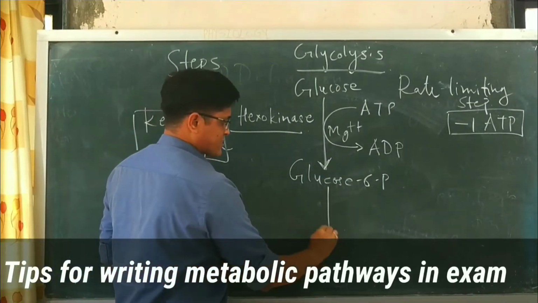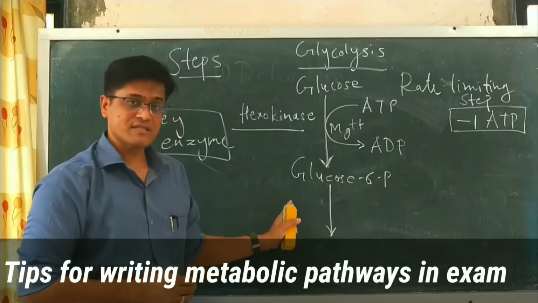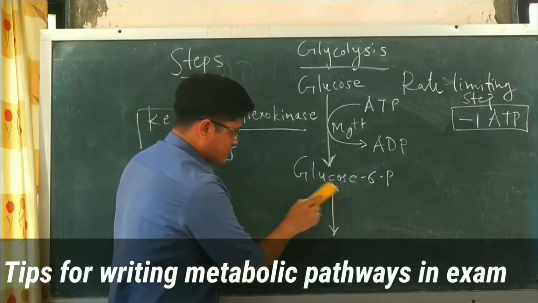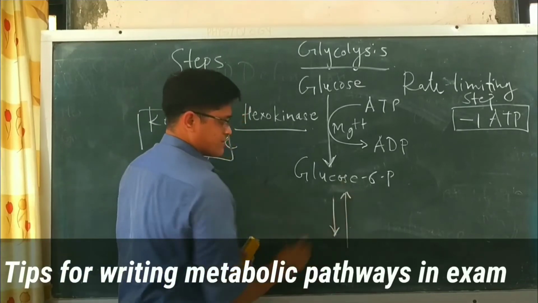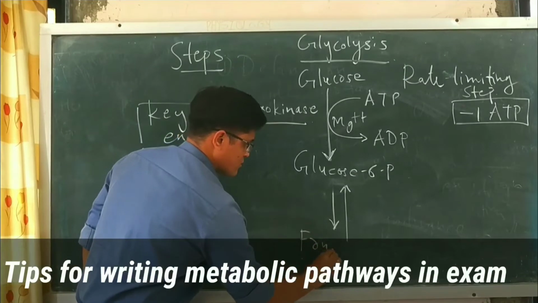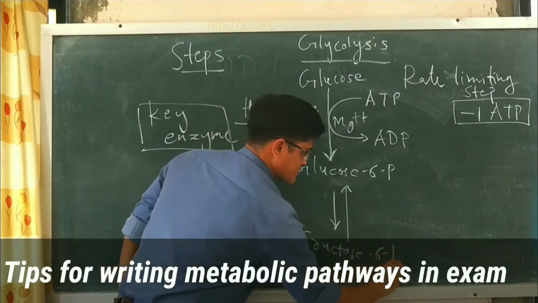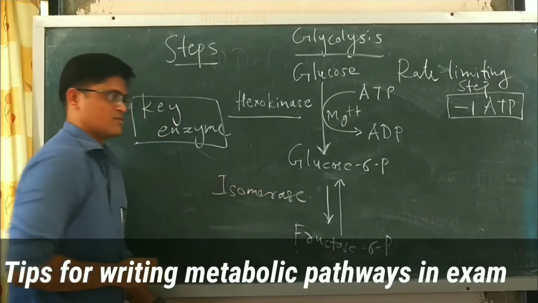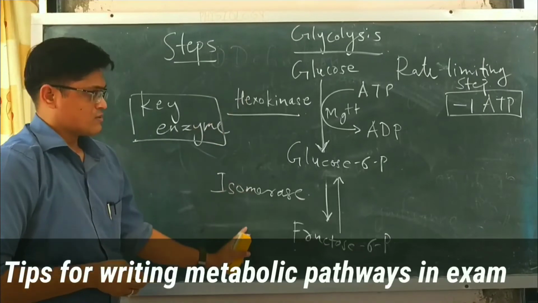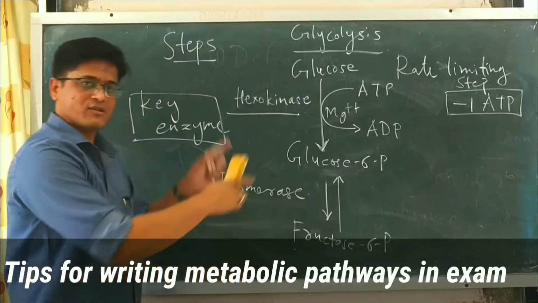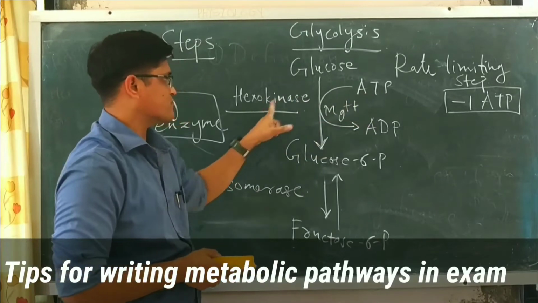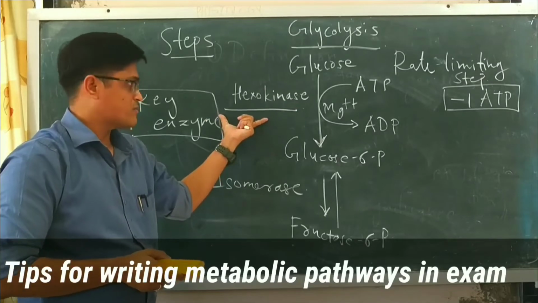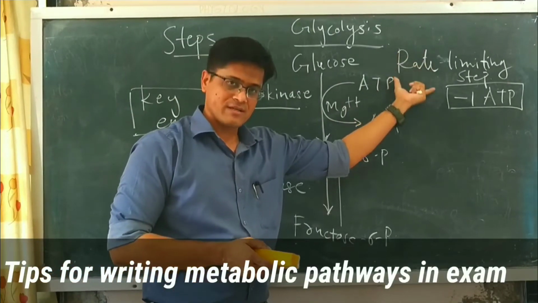If we see the next reaction, that is a reversible step. So you should mention the two-side direction. Okay, or you can mention like this. So it is converted to fructose 6-phosphate and the enzyme is isomerase, like that. Okay, so likewise at the end you should complete the pathway, and these important things you should mention: whether ATP is utilized, any metal ion is required, the enzyme name is very important. If it is the rate limiting step, you should mention that.